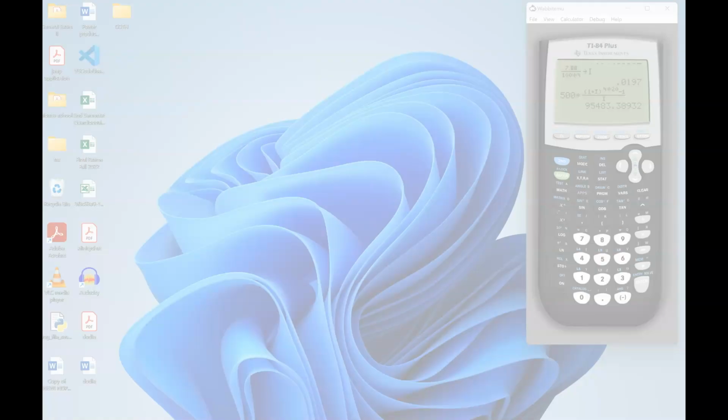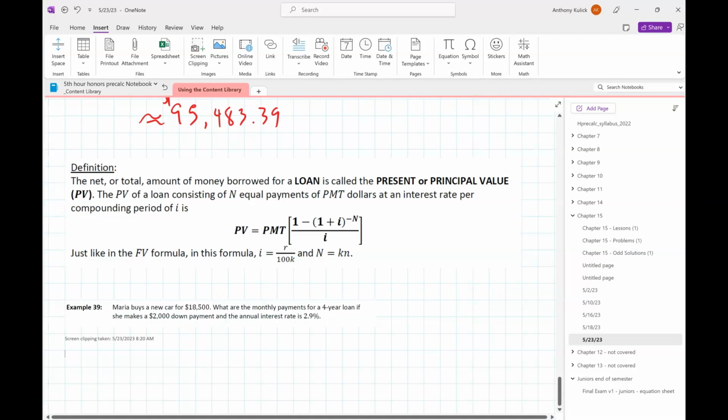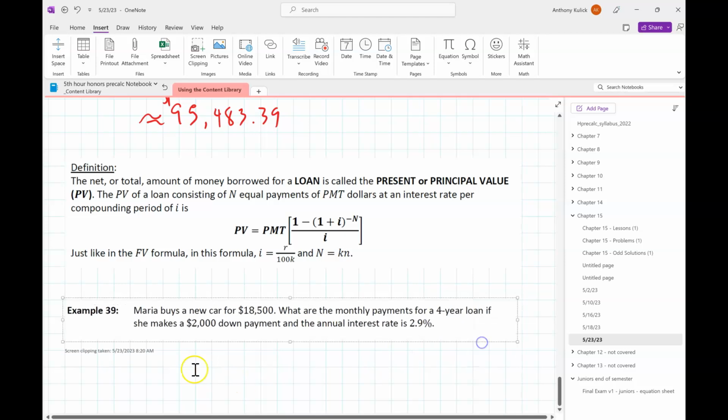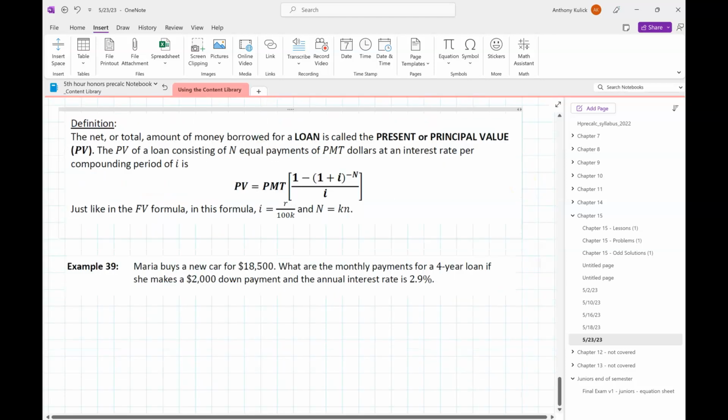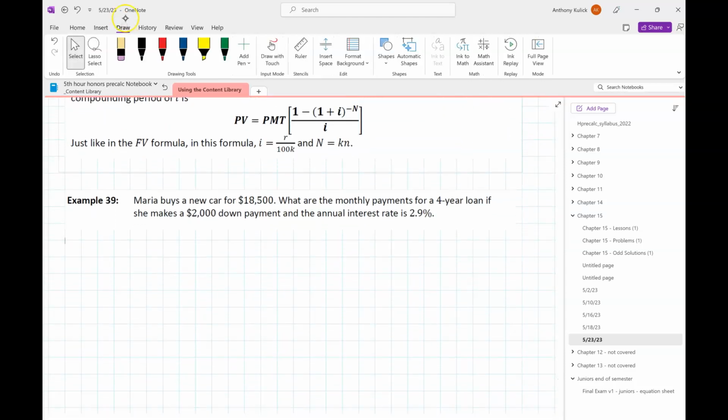Let's do an example real quick of working with this. Actually, I have two examples working with this, and then we'll call it good for today. So Maria buys a new car for $18,500. What are the monthly payments for a 4-year loan if she makes a $2,000 down payment and the annual interest rate is 2.9%?